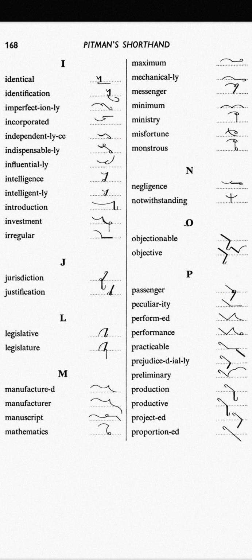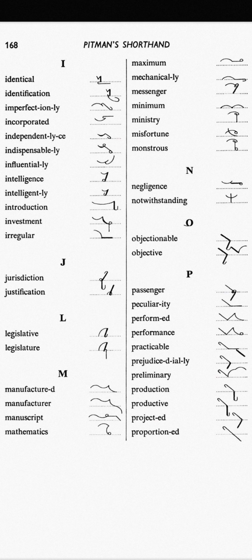J stroke with R hook on the line with S circle with D with shun hook through the line for jurisdiction. J stroke on the line with S circle with shun curl on the line for justification. Upward L on the line with J stroke with V hook on the line for legislative. Upward L with J stroke on the line with T with R hook through the line for legislature.